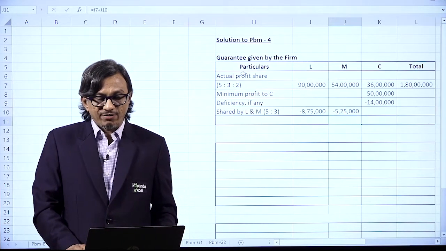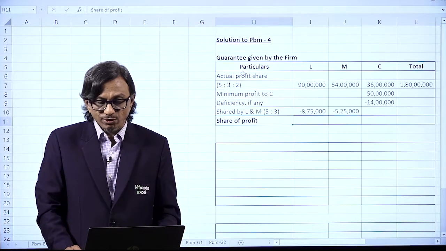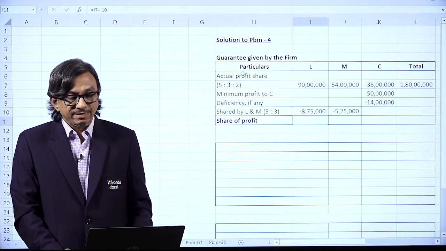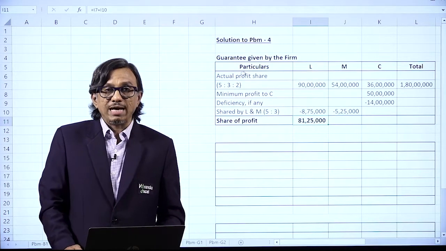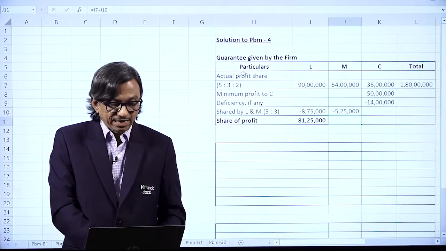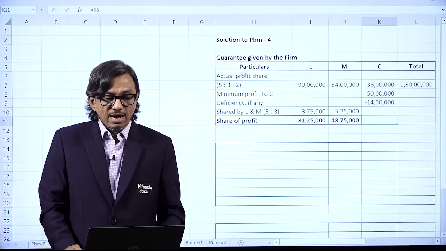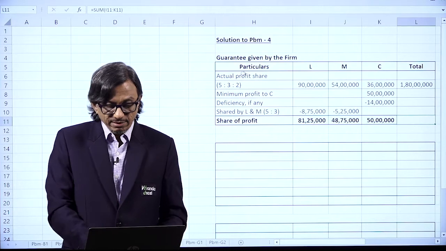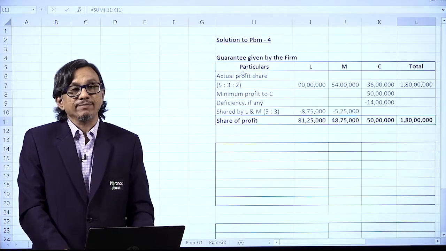Hence, now we can find out the share of profit to the partners. For L, the profit share will be 90 lakhs minus 8,75,000, which is 81,25,000. For M, 54 lakhs minus 5,25,000, that is 48,75,000. And for C, it will be 50 lakhs. That is how the total profit of 180 lakhs is shared.